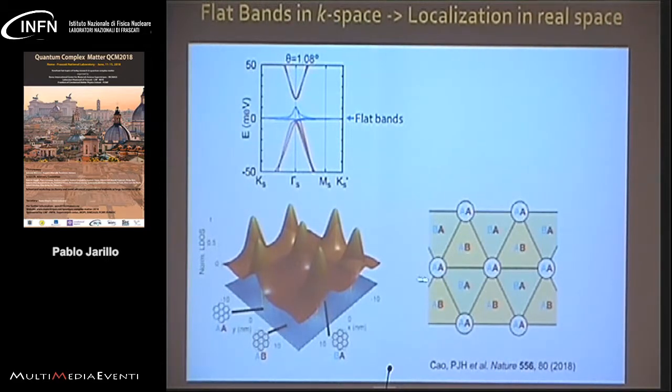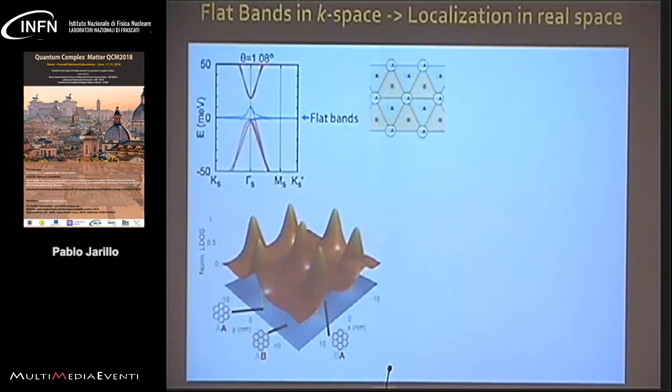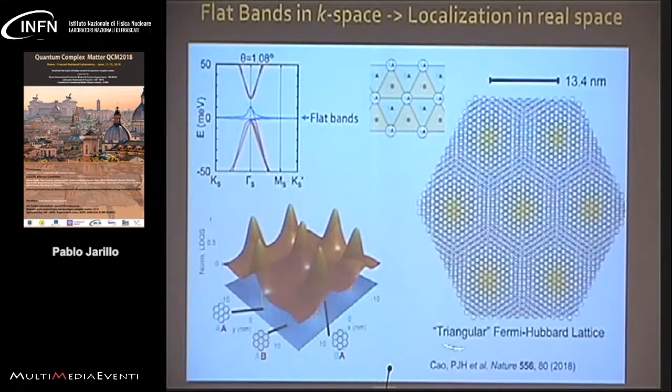Okay, so you have now a situation which schematically is like this. You have AA regions where there's a high density of states and your electrons like to be, weakly tunnel coupled through AB and BA regions. Okay? So this forms now our triangular, in quotes, in reality a honeycomb, Fermi-Hubbard lattice for your electrons.